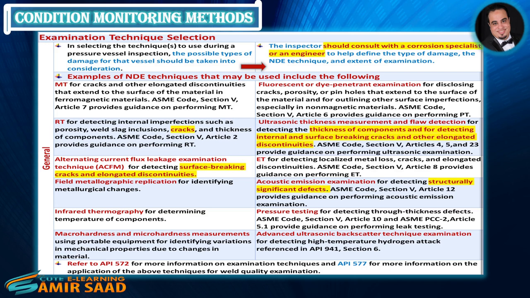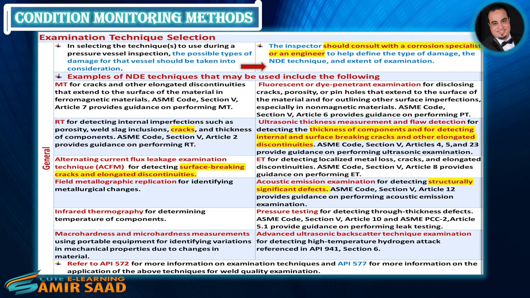Alternating current field measurement technique, ACFM, for detecting surface breaking cracks and elongated discontinuities. ET for detecting localized metal loss, cracks, and elongated discontinuities. Field metallographic replication for identifying metallurgical changes. Acoustic emission examination for detecting structurally significant defects. Infrared thermography for determining temperature of components. Pressure testing for detecting through thickness defects.